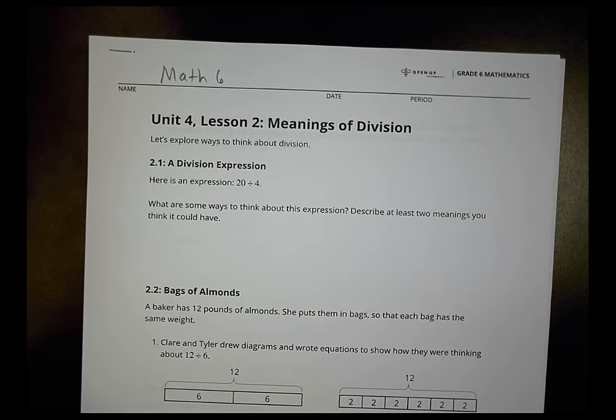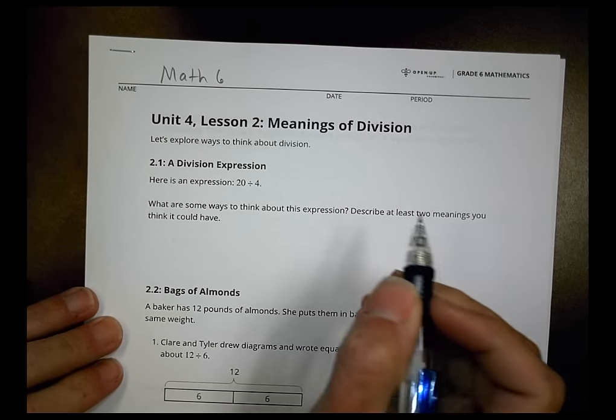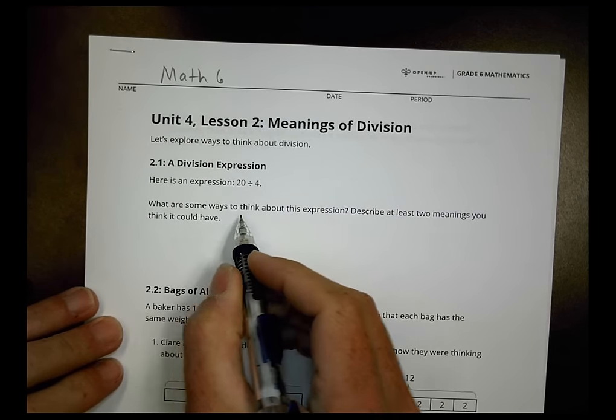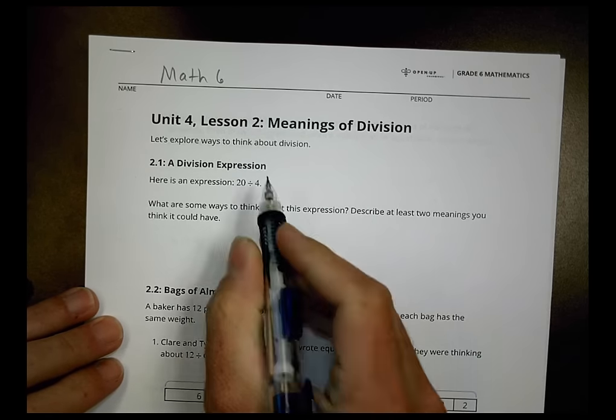Hey, this is Math 6, Unit 4, Lesson 2, Meanings of Division. And we're going to talk about ways to think about division today. So here's an expression, 20 divided by 4. And what are some ways to think about this expression? Describe at least two meanings you think it could have.